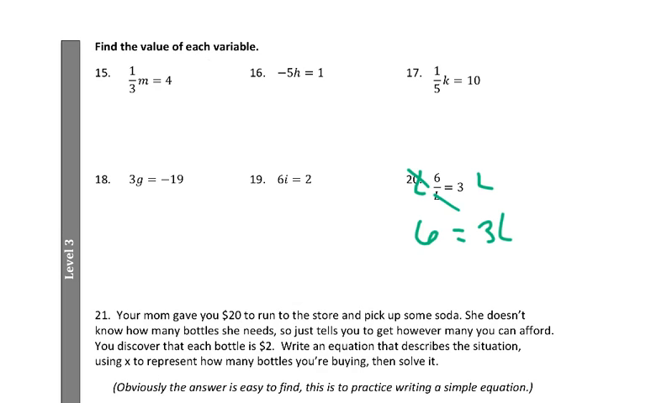Alright, now it would be a lot easier to use our box. We've got an L by itself, and it's being multiplied by 3, and so I can divide both sides by 3 like that. And then L equals 6 divided by 3, which is 2. Same answer that we got when we just translated that in our brains.